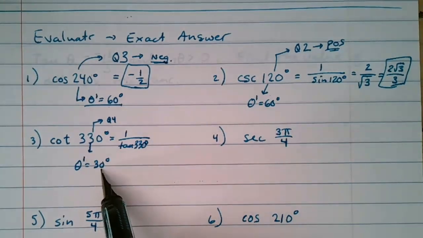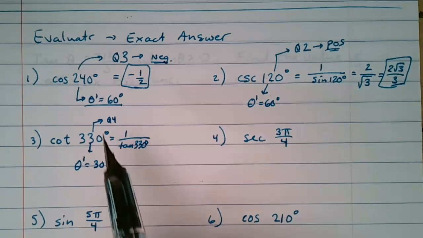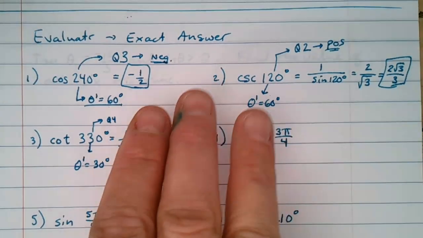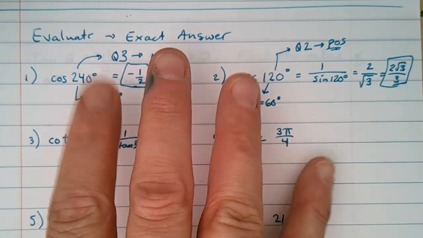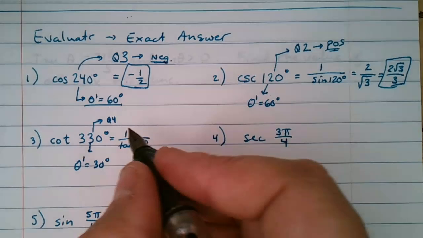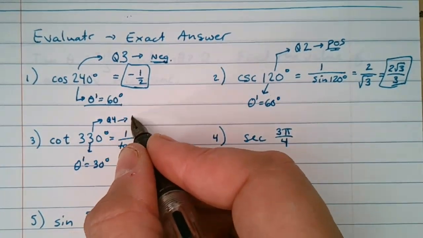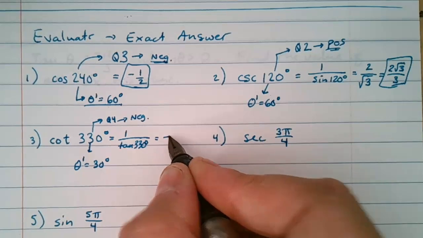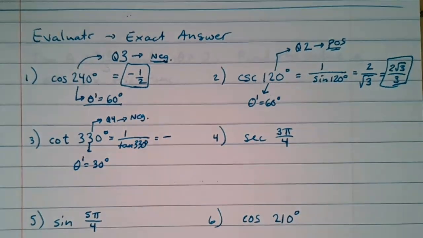Okay, well, I've got that angle, which is in my special triangles. And tangent in quadrant 4, well, all students take calculus. Cosine is positive. What does that mean? Sine and tangent are negative. So I know whatever the answer is, it's negative.